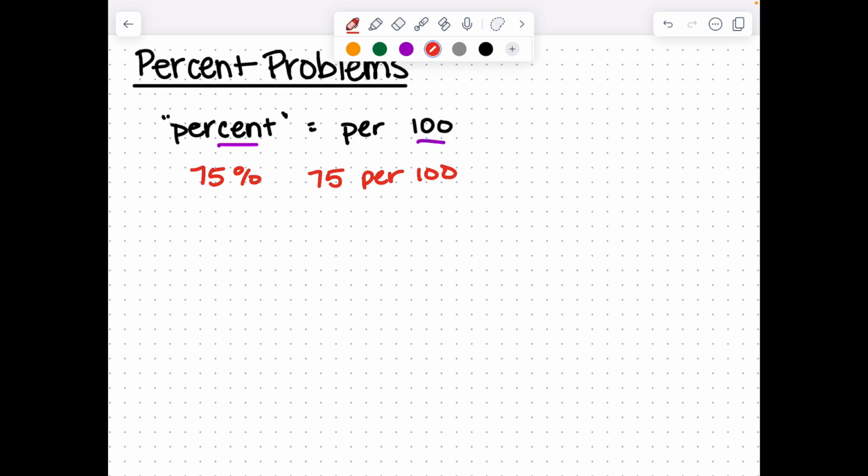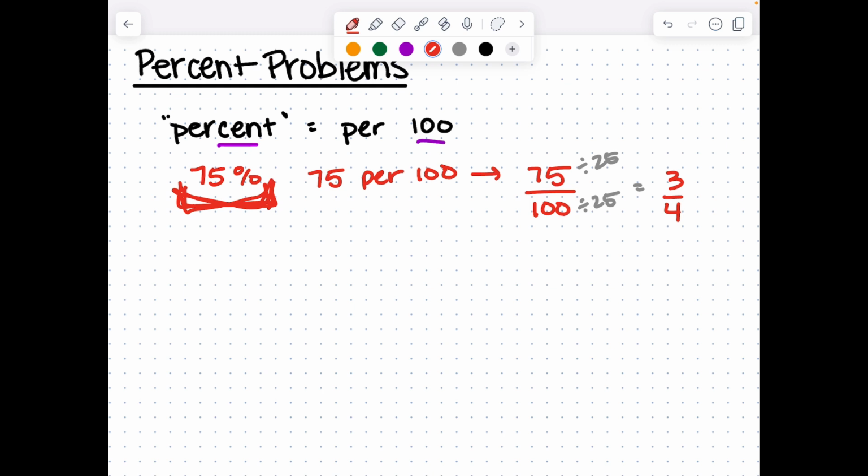When we're thinking about that, this is how we get from percentage notation, like this, to fraction or decimal notation. Since this means 75 per 100, that means 75 out of 100. There's our fraction. Now if we reduce that fraction by dividing both by 25, our simplified fraction then would be 3/4. So 75% of something is the same as 3/4 of something.